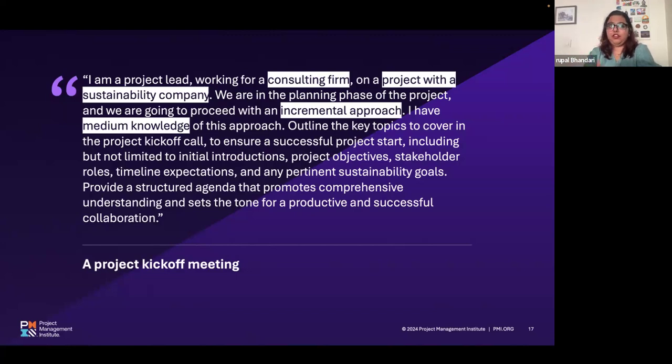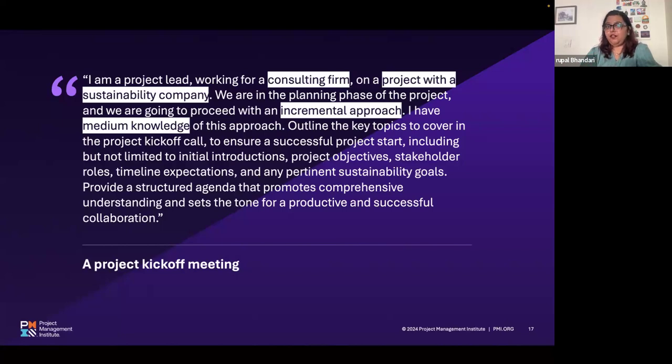Essentially, as you see on the screen, the prompt reads, I'm a project lead working for a consulting firm on a project with a sustainability goal. So what am I establishing? I'm establishing who I am, the project I'm working on, and the kind of organization and industry I'm in. We are in the planning phase of the project, and we are going to proceed with an incremental approach. So I told it what approach to follow as well. If I change this to maybe an agile approach, the answer will be different.